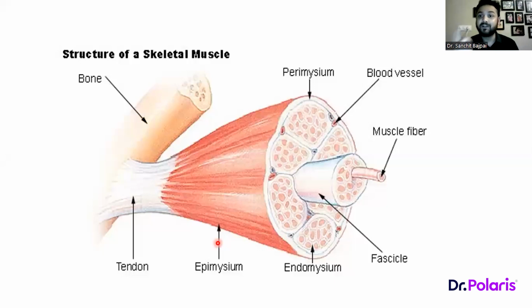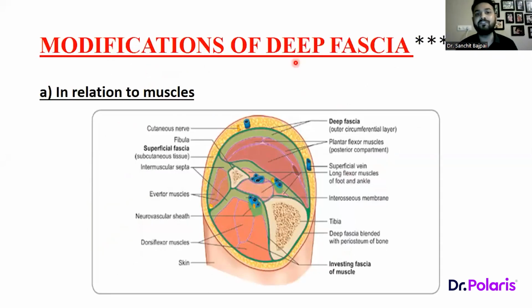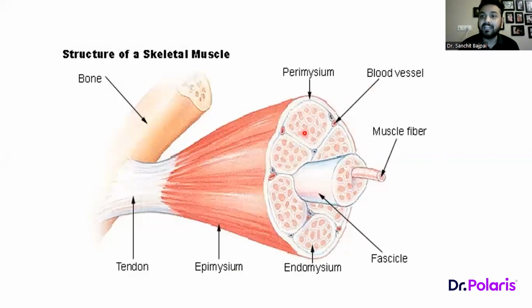If you remember this, you'll remember the nerve also. So remember this: first endo, then peri, then epi. Okay, so what is the modification of deep fascia in relation to the muscles? It is forming intercompartmentalization with the help of intermuscular septa, and it is also lining each and every muscle fiber, muscle bundle, and it is around the whole muscle, right? In the form of endomysium, perimysium, and epimysium. This is the modification of deep fascia in relation to muscle. So my first point gets completed here.